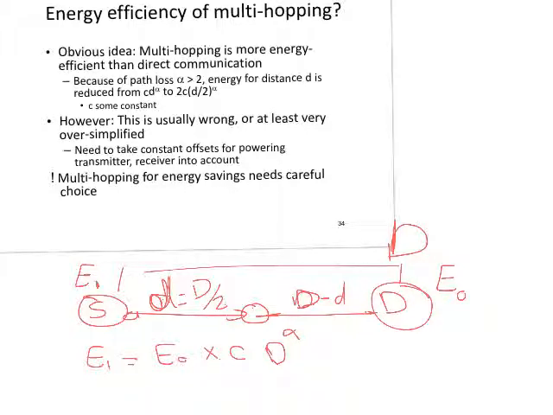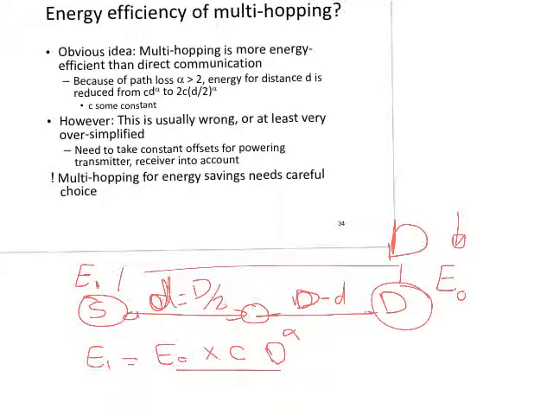In other words, the signal itself loses the energy with a rate proportional to D to the power alpha. So if I want to have a level of energy here, E output, the level of E1 should be E output times D to the power alpha. Right? So this is without relay. So this is without having any node in between.